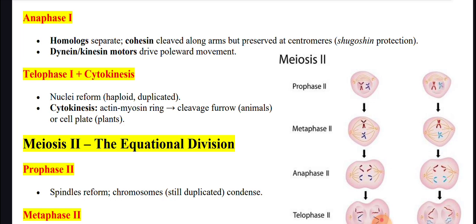Then cytokinesis usually follows immediately, dividing the cytoplasm. In animal cells, that happens via an actin-myosin ring pinching the cell into the cleavage furrow. In plants, they build a cell plate down the middle. And that concludes meiosis I. The reduction division is complete. Reduction complete. We now have two haploid cells ready for the next step.